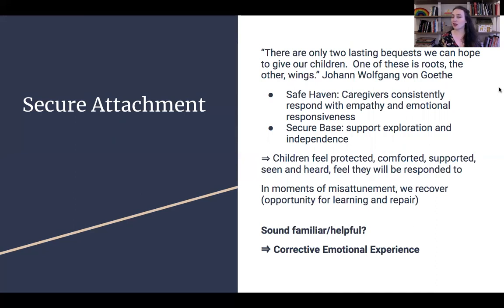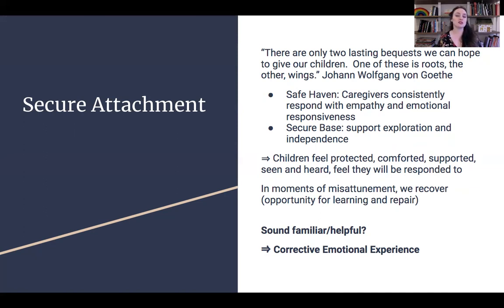Secure attachment. Again, we need way more than one slide to adequately talk about secure attachment, but here's a very brief overview. Secure attachment is that children need two things to be securely attached. One is for caregivers to consistently respond with empathy and emotional responsiveness. And two is for children to have a secure base, a grounding base that they can then launch from to support exploration and independence. And when children feel protected, comforted, supported, seen and heard, feel they're being responded to, that will have them be securely attached.